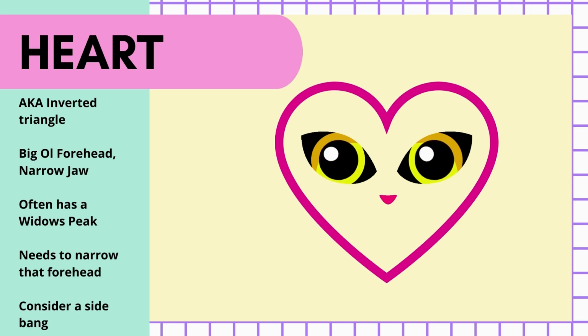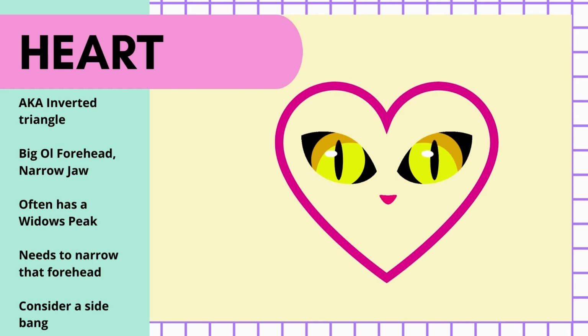Now, the heart-shaped face is also known as an inverted triangle or as an upside-down triangle because it's basically a triangle flipped upside down. Sometimes it has a widow's peak. That's when it becomes more of a heart. So remember, a widow's peak is where they have that little point in their forehead of hair, okay?